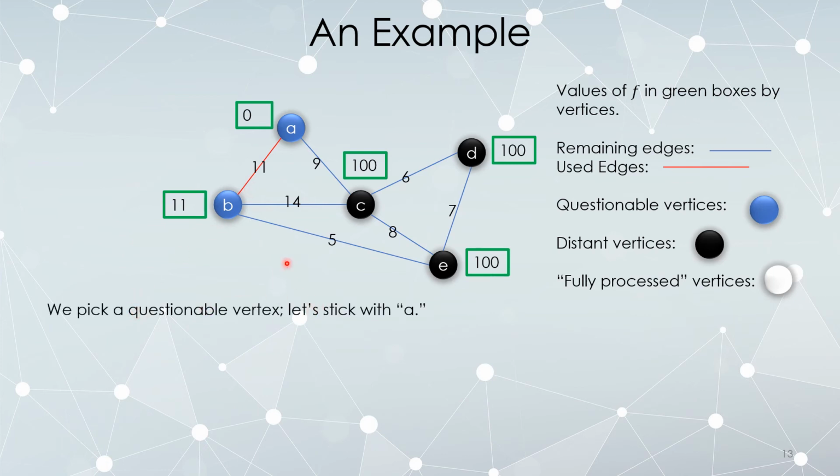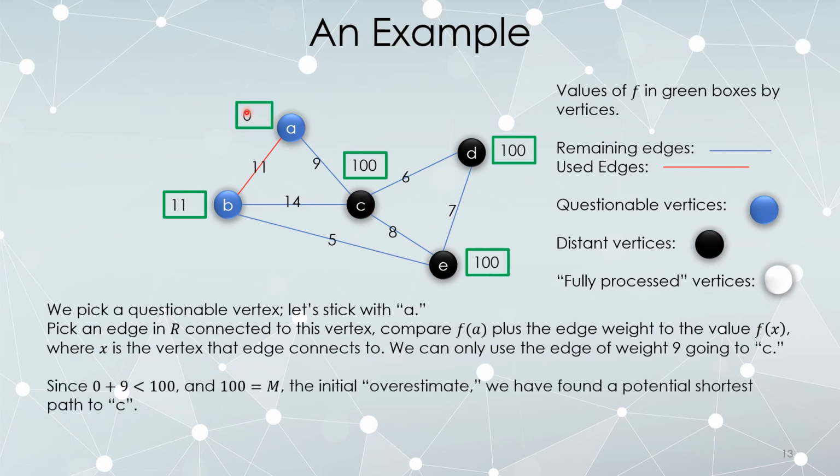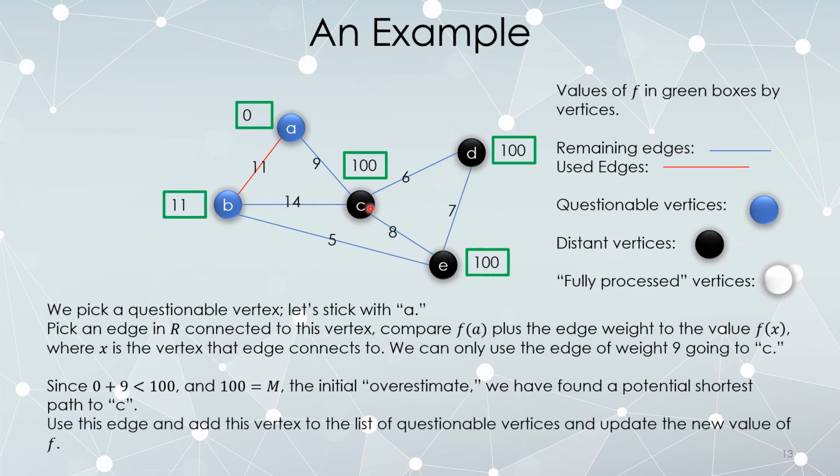Pick a questionable vertex. Let's just use this again. Pick an edge connecting to some other vertex. Well, our only choice is this one, 9, and it connects here. Our new path is start at 0, add 9. That's a length to get to C. It's definitely smaller than our starting overestimate of 100, so we found a potential shortest path to get to C. So use this edge and make this vertex questionable and update this estimate of how long it will take you to get to C. We know we can get there with a length of 9. We've now used this edge, so it's red. This is now a questionable vertex, and this is our current shortest path estimate.